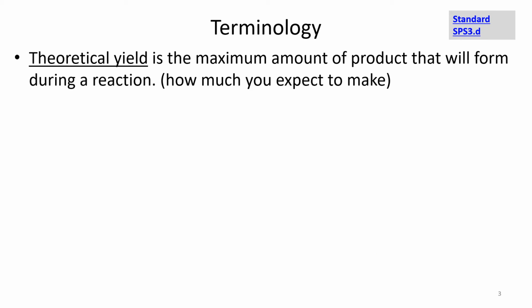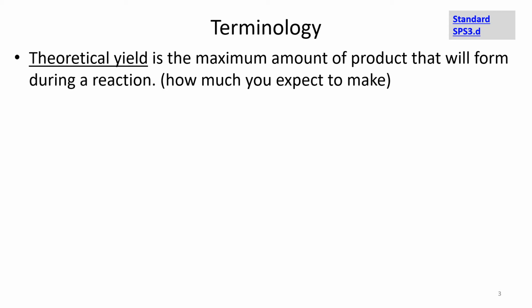Some terminology so that we're all speaking the same language here. Chemists like to use the term theoretical yield. I'll ask you sometimes to find the theoretical yield. Theoretical yield is just a fancy way of saying how much do you expect to make. So it's the maximum amount of product that can form during a reaction.